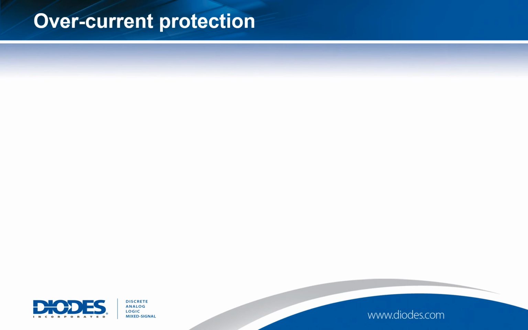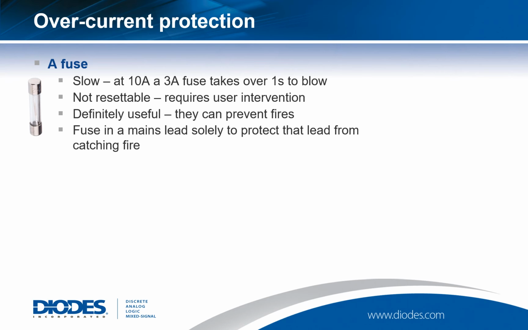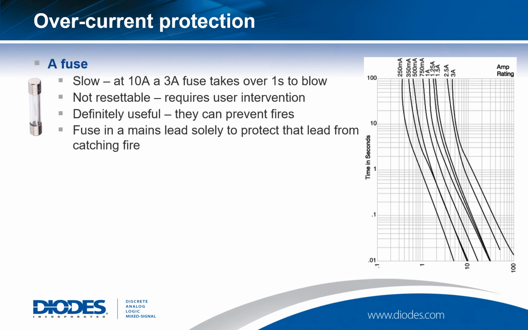So we start to consider overcurrent protection. The simplest device that we can use to do overcurrent protection is a fuse. Sadly, they're very slow, with a 3 amp fuse taking more than a second to blow at 10 amp current. They're not resettable, they require user intervention to replace them. They have their uses in preventing fires, for example in a mains lead in the UK, where each mains lead has a fuse and that's there to protect that lead alone. But in terms of an electronic circuit, they're not generally considered that useful.